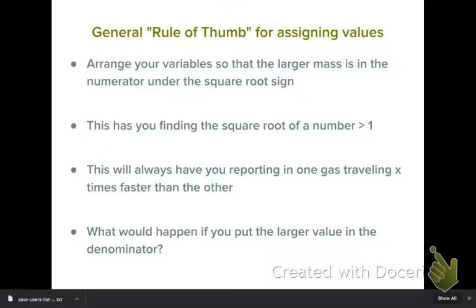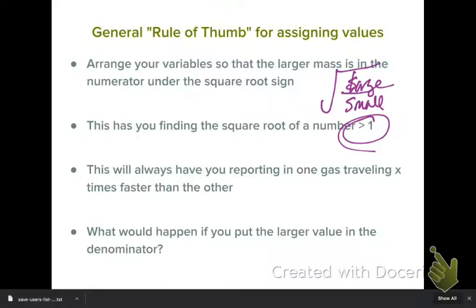Here's a general rule of thumb for assigning values when you're looking at two gases. Always arrange your variables so the larger mass is in the numerator under the radical. So we want small mass on the bottom, and large mass on top. When you divide a large number by a smaller number, you always get a value greater than 1. If you do it in reverse, you get a decimal value. So we'll find the square root of a value that's greater than 1, and it's easier to report.